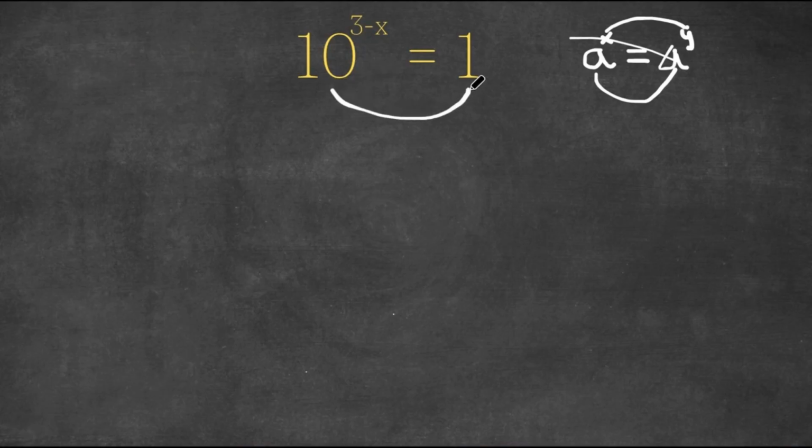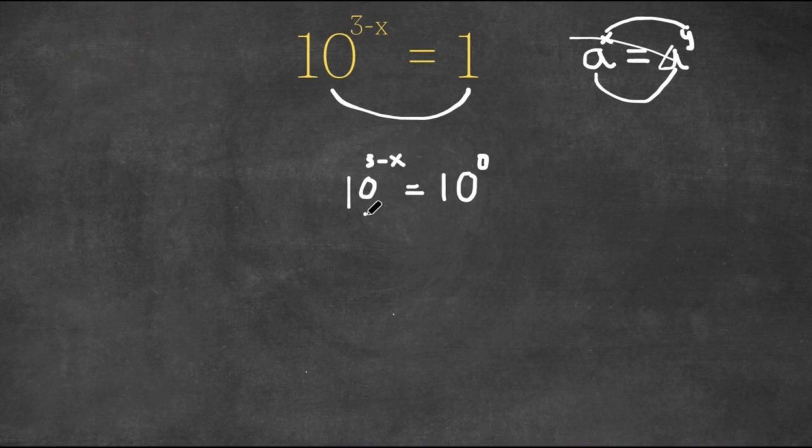So we want to make the bases of 10 and 1 equal each other. Well, that means that we have to change one of the bases. And we can't really change 10 to be equal to 1, so why don't we change 1? Well, 10 to the power of what equals 1? 0, right? Because anything to the power of 0 actually equals 1. So we should change 1 to 10 to the power of 0. And this still equals 10 to the power of 3 minus x.